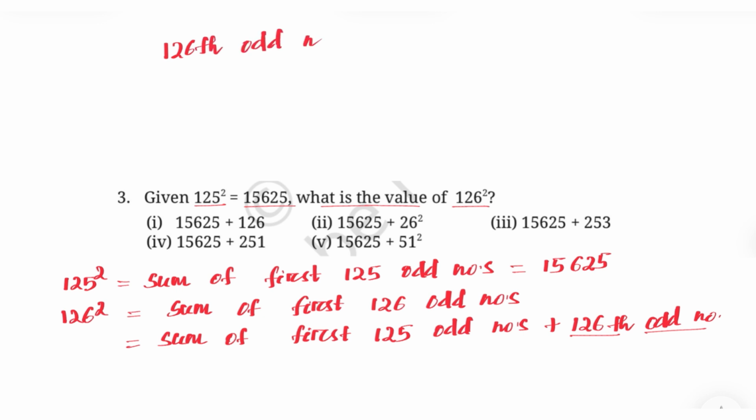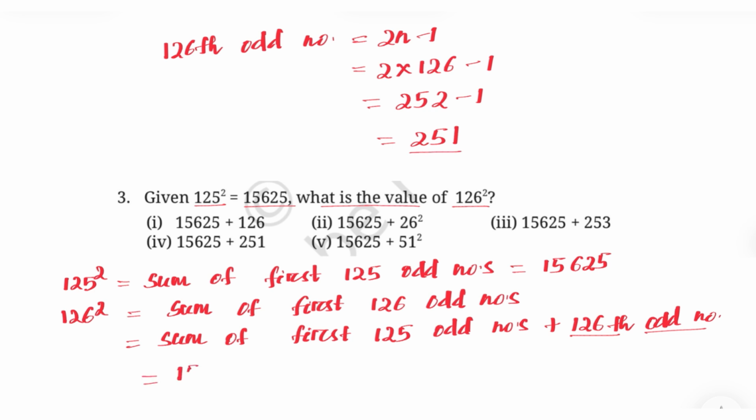Now we will find out 126th odd number. And we can use here the formula 2n minus 1. N is 126. And 126th odd number will be 2 into 126 minus 1. That is equals to 252 minus 1. That is 251. So our answer is 15,625 plus 251.